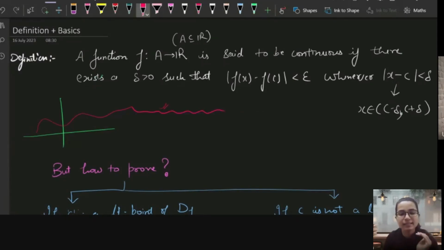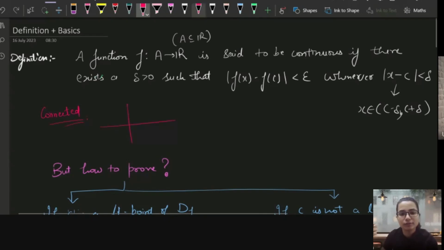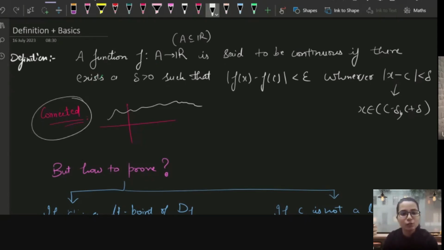But that idea is just a half idea, because when you go to higher classes or you go to college, this idea is not worth it, because that is only applicable to domains that are connected. If you are talking about connected domains, then if we can draw the graph without lifting our pen, that graph will be a continuous graph. So in the connected case, it's fine.